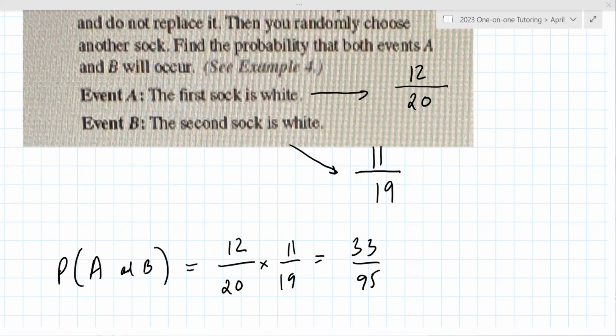Let me know when we can move on to 14. We're good. Okay.